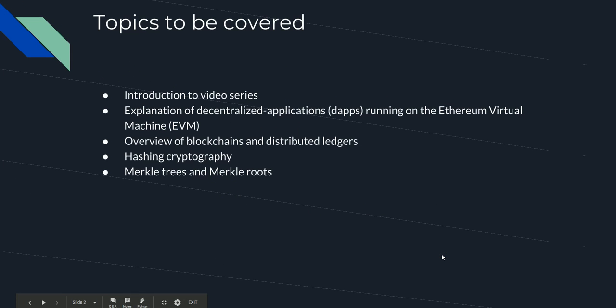Throughout the course of this video, we're going to be looking at how decentralized applications run on the Ethereum virtual machine. We call decentralized applications dApps for short, and we abbreviate the Ethereum virtual machine to the EVM. We're going to be doing a quick overview of blockchains, looking at a diagram of a block, and distributed ledger technology overall. We will be taking a look at the hashing cryptography that goes behind making blockchains so secure. We will be looking at what Merkle trees and Merkle roots are, and even making our own Merkle tree.